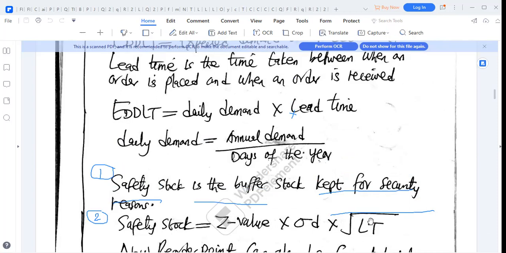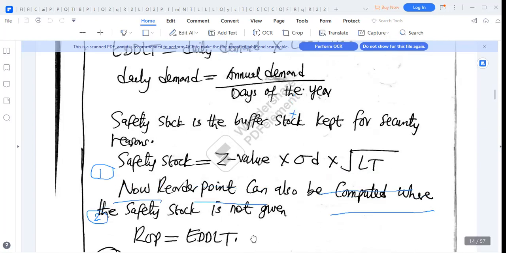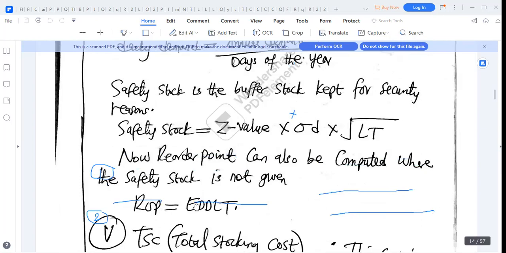Of course, we know lead time is the time taken between when an order is placed and when an order is actually received. Now, reorder point can also be computed where the safety stock is not given. So a reorder point will actually be equal to the expected demand during the lead time.